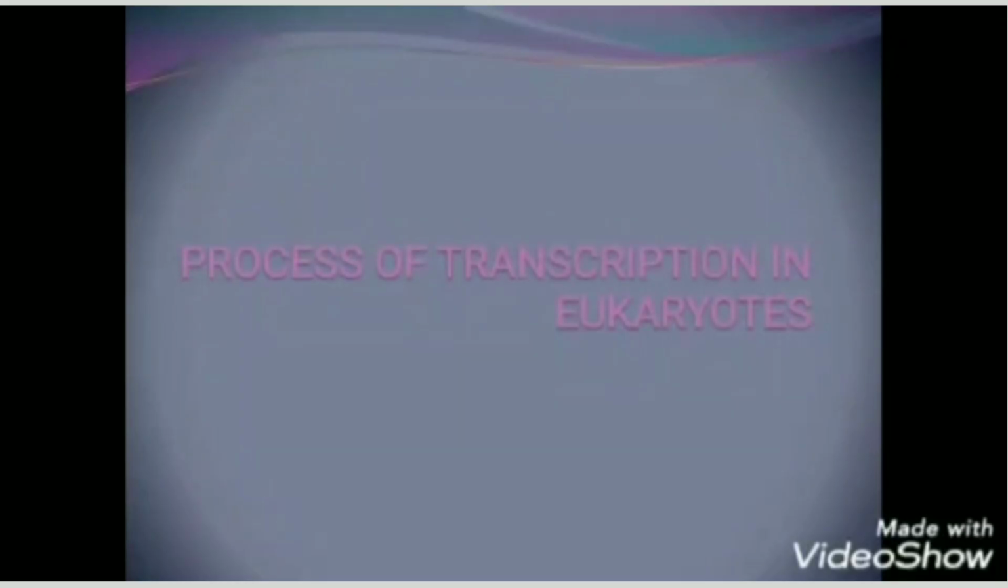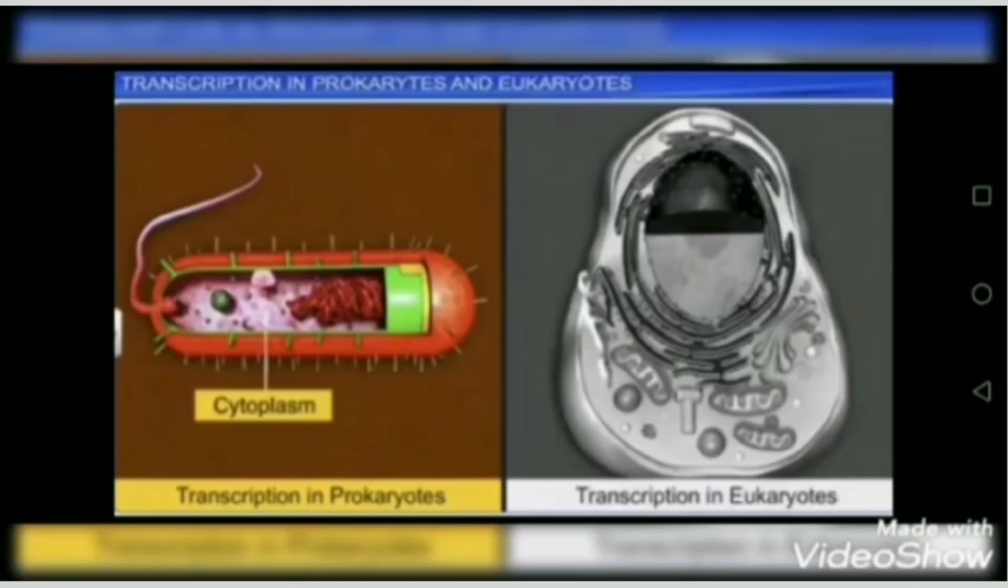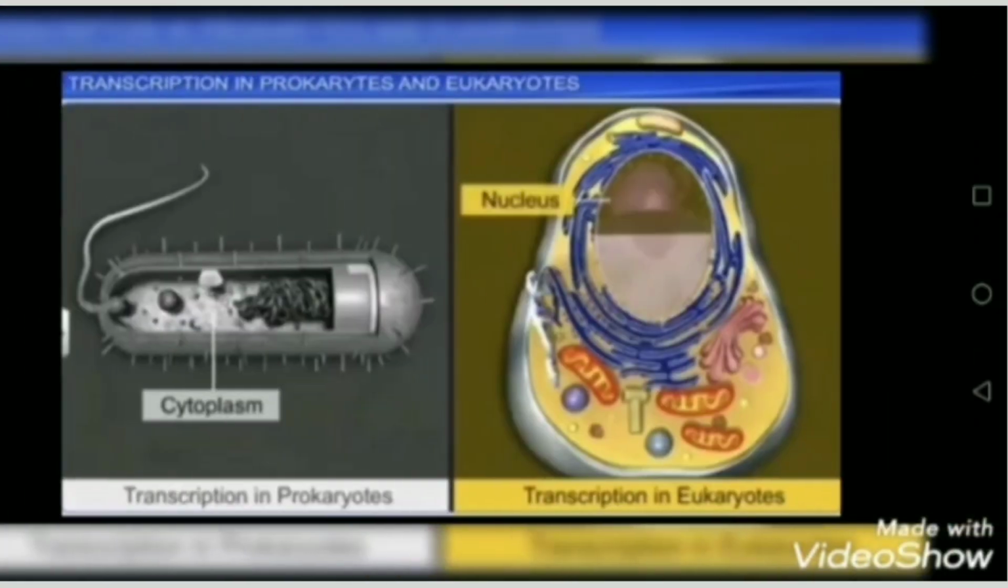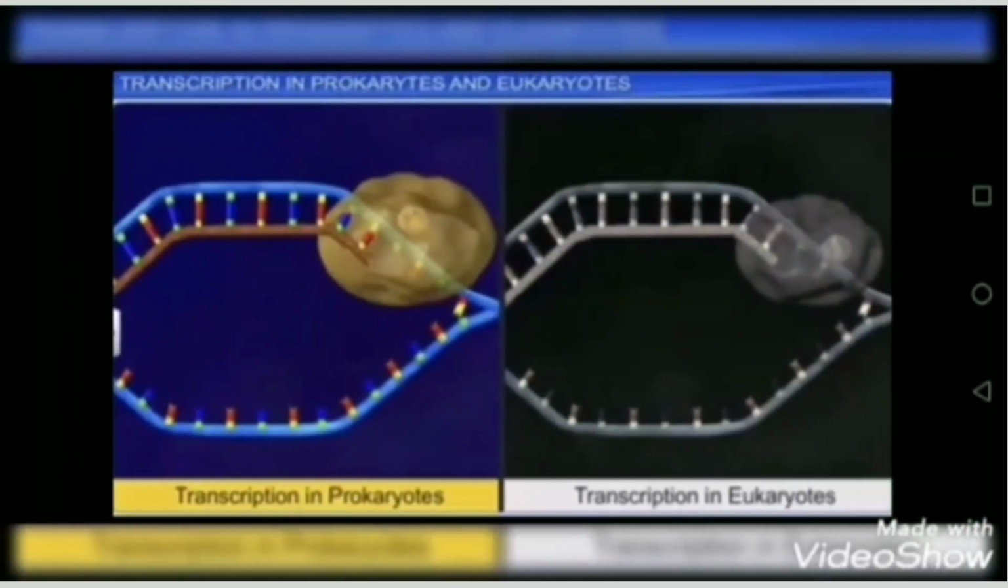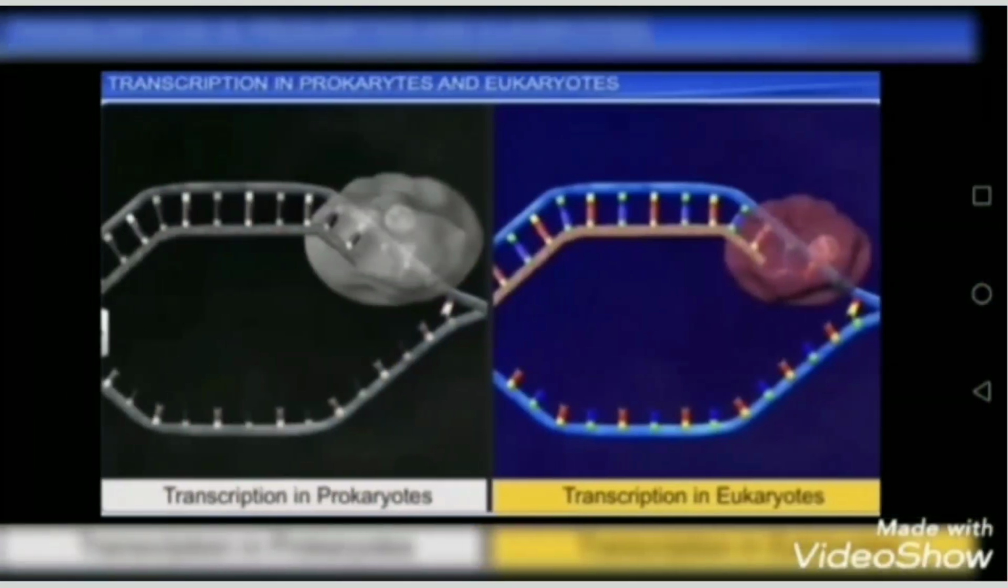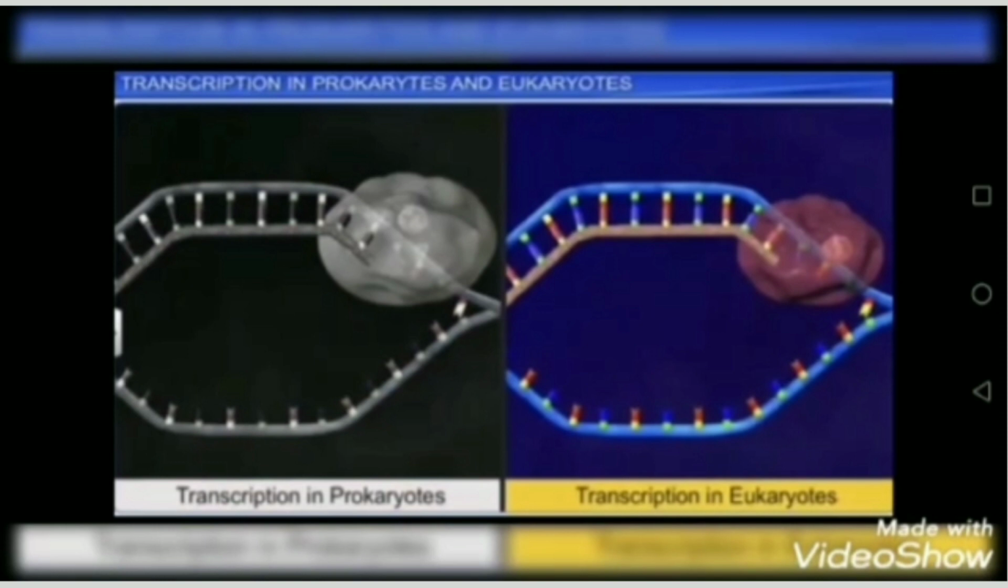Process of transcription in eukaryotes. Transcription in prokaryotes occurs in cytoplasm, whereas transcription in eukaryotes occurs in the nucleus. In case of prokaryotes, transcription is catalyzed by a single RNA polymerase, whereas in case of eukaryotes, transcription is catalyzed by at least 3 RNA polymerases: RNA polymerase 1, RNA polymerase 2, and RNA polymerase 3.